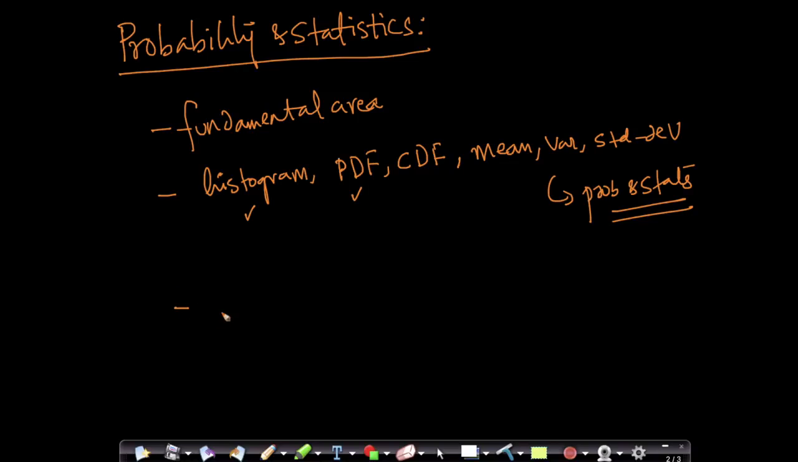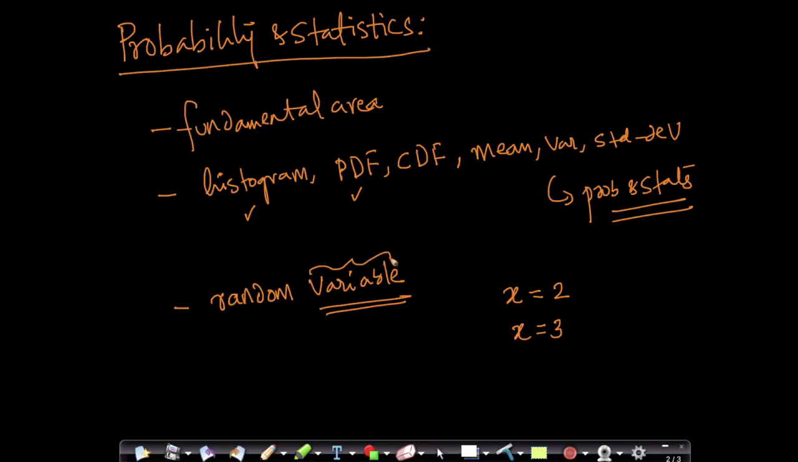So the first important idea is the idea of a random variable. We know what variables are in programming. A variable in programming is, I could say, x equals 2. Here x is a variable which could take any integer value, for example. Then I can change it from x equals 2 to x equals 3. It's a similar idea, except that a random variable can take multiple values.